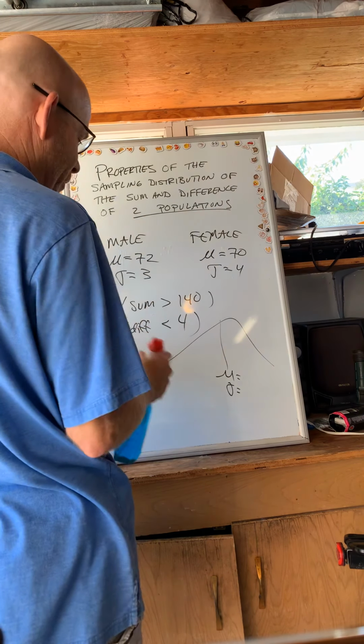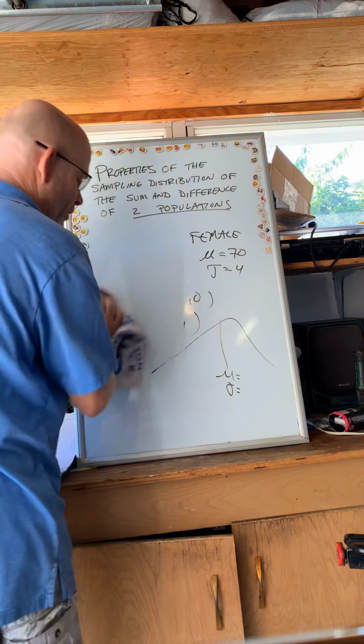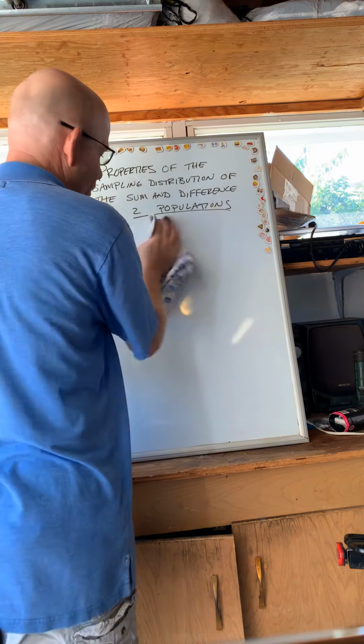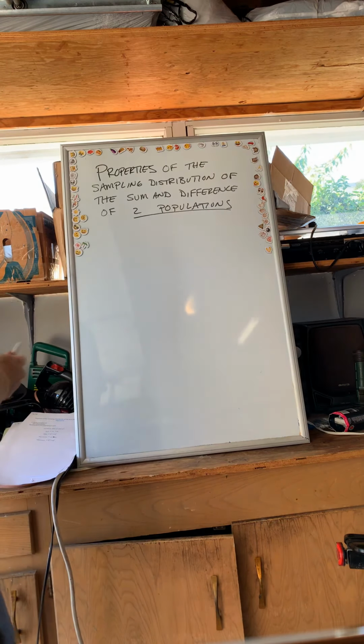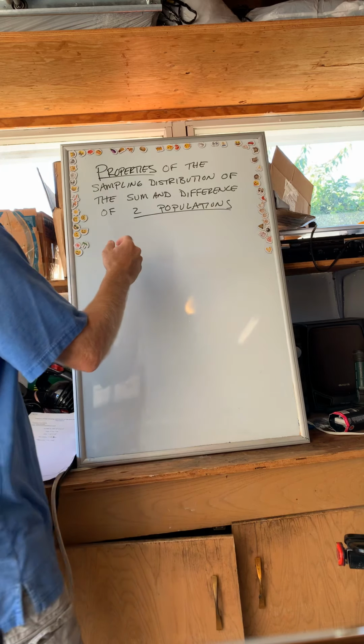So I'm going to erase this board here, and I'll give you the properties. Once we have the properties, we can do the example problem very quickly. So here are the properties. These are the properties of that sampling distribution.